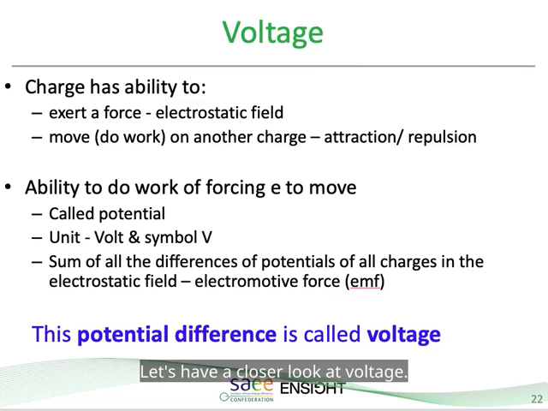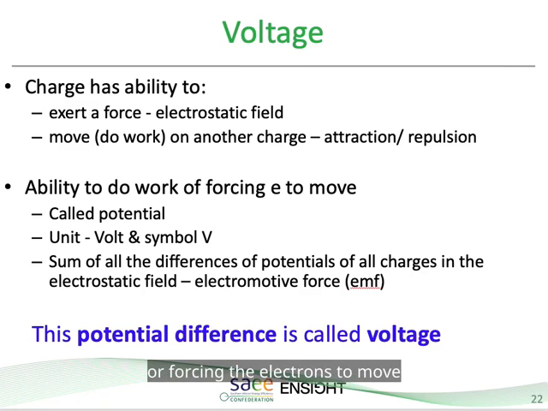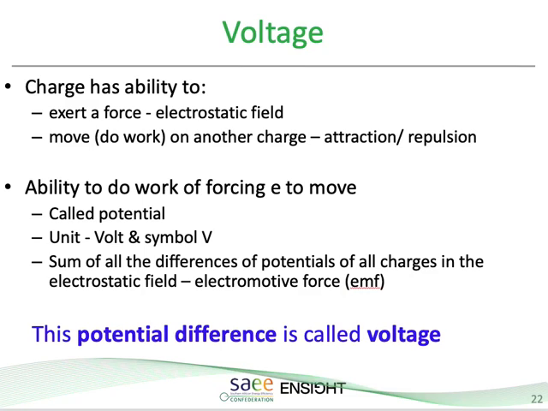Let's have a closer look at voltage. So an electrical charge can move or do work. The ability to do work or forcing the electrons to move is called potential, and this is where voltage comes in, denoted by the symbol V.